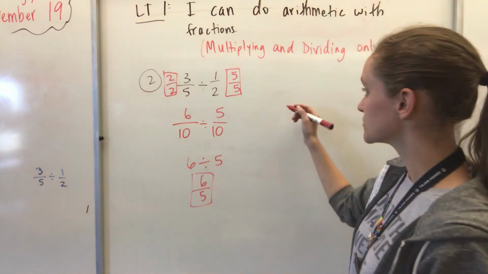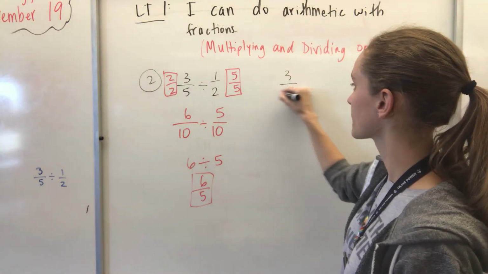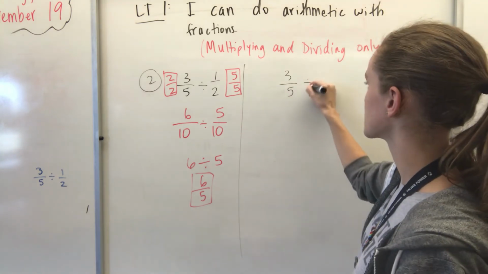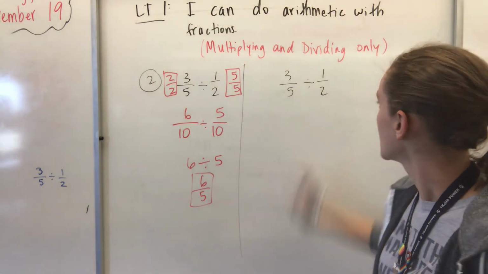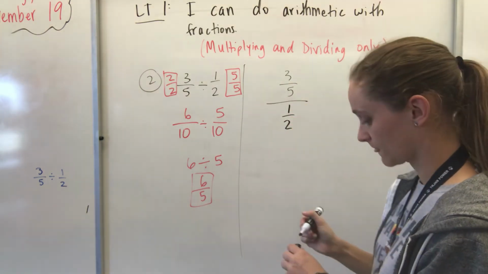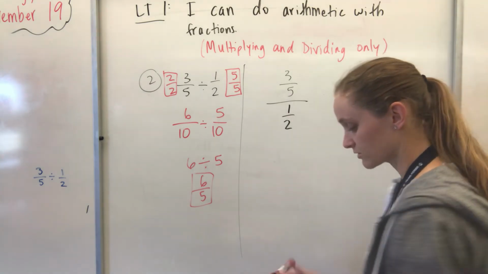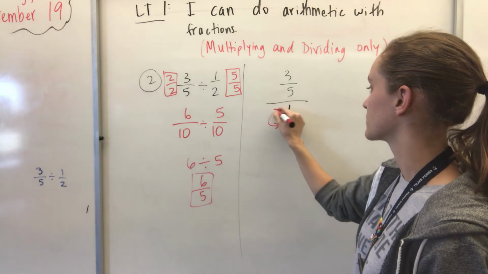All right, so now I'm going to do the same problem, but I'm going to do it using Huey's method. Remember, for him, he uses the supergiant one. I'll rewrite this, so actually it's 3/5 divided by 1/2. So remember, when you're doing this one, you're going to multiply by the reciprocal. So that means I take this fraction and I'm going to flip it.